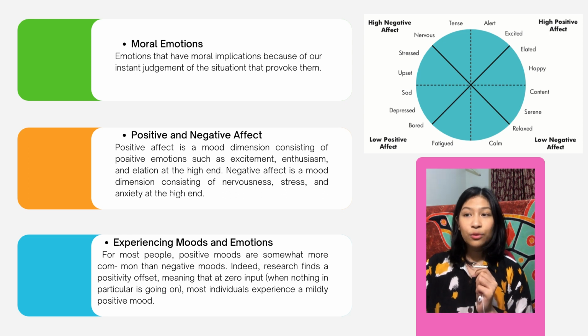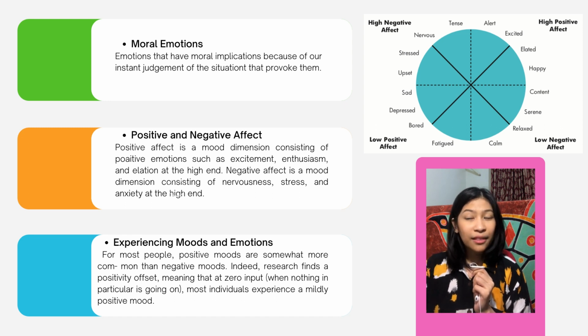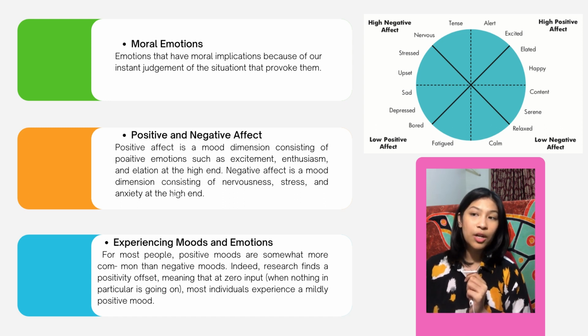Positive affect is a mood dimension comprised of positive feelings such as excitement, enthusiasm, and exhilaration at the high end, as seen in the figure above. Negative affect, on the other hand, is a mood dimension that includes uneasiness, tension, and worry at the extremes, experiencing moods and emotions. For most people, positive moods are somewhat more common than negative moods. Indeed, research finds a positivity offset, meaning that at zero input, most individuals experience a mildly positive mood.